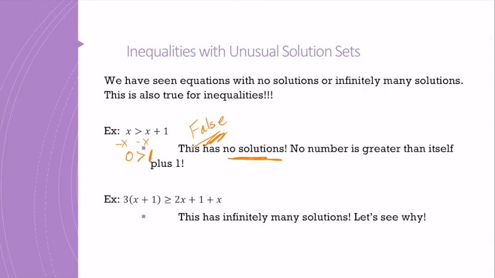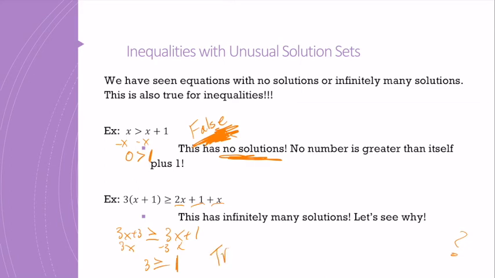This next example is going to have infinitely many solutions. What do you guys think my solution is going to look like? If my top one was false and there were no solutions, what's this one going to be? Let's go ahead and find out. I'm going to distribute. I have 3x plus 3 is greater than or equal to 2x, and x becomes 3x plus 1. Subtract 3x. I get that 3 is greater than or equal to 1.